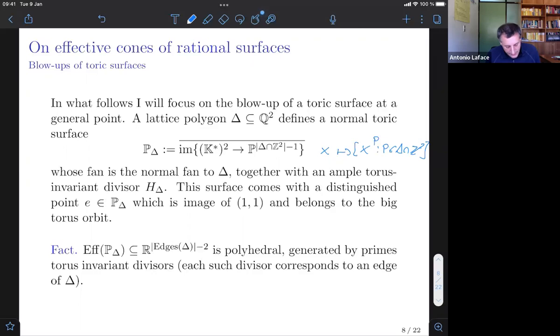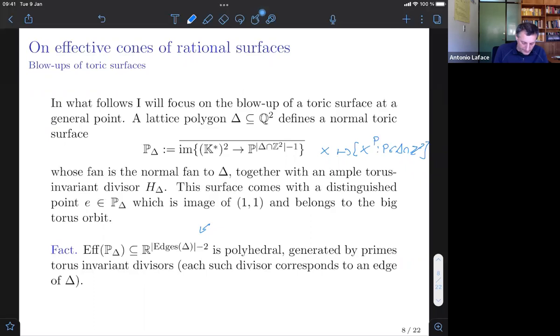So about the effective cone of a toric surface, it is well known that this is polyhedral. It lives in this real vector space of dimension the number of edges of the polygon minus 2, and is generated by classes of prime torus invariant divisors, each of which corresponds to an edge of Delta.